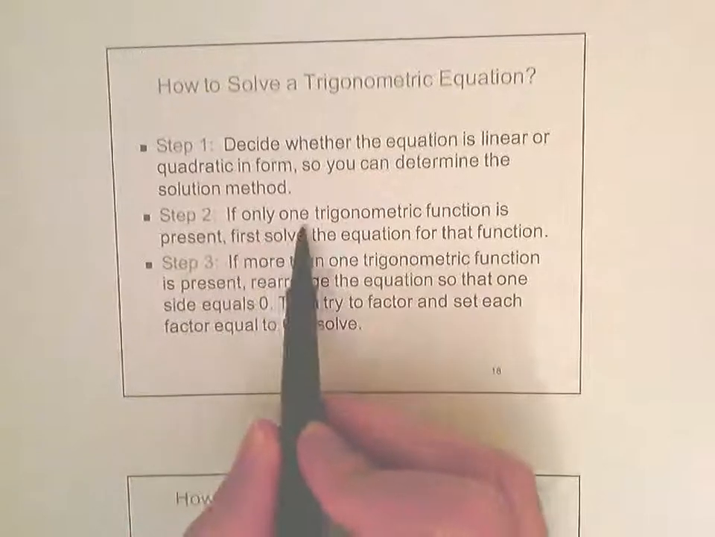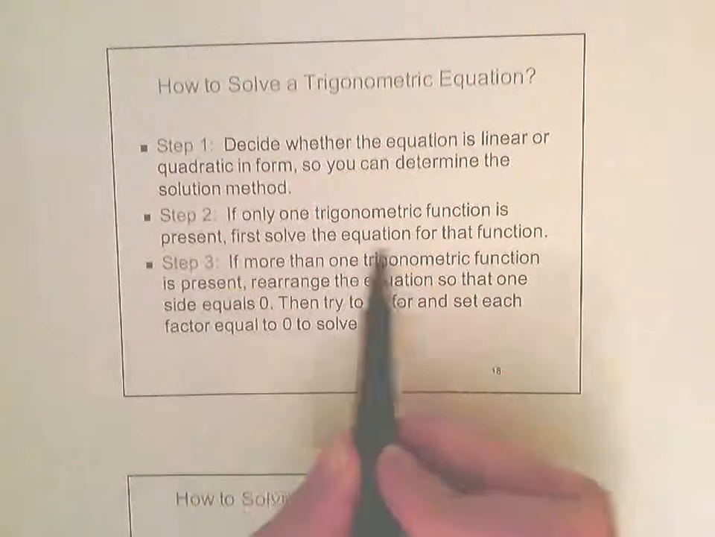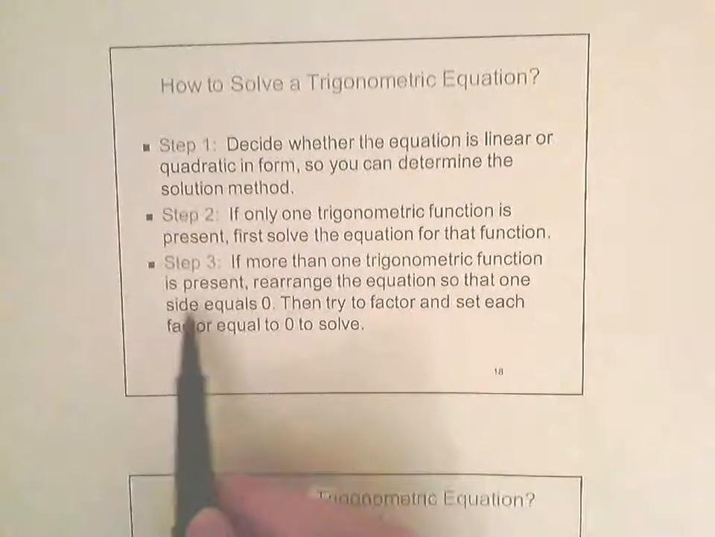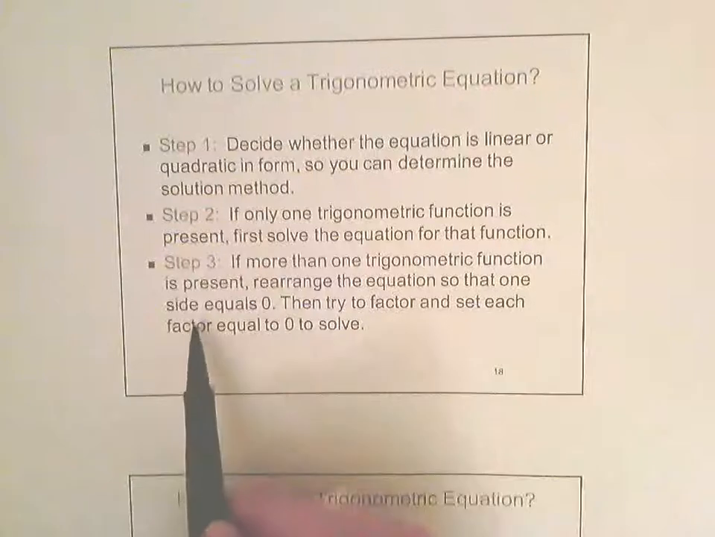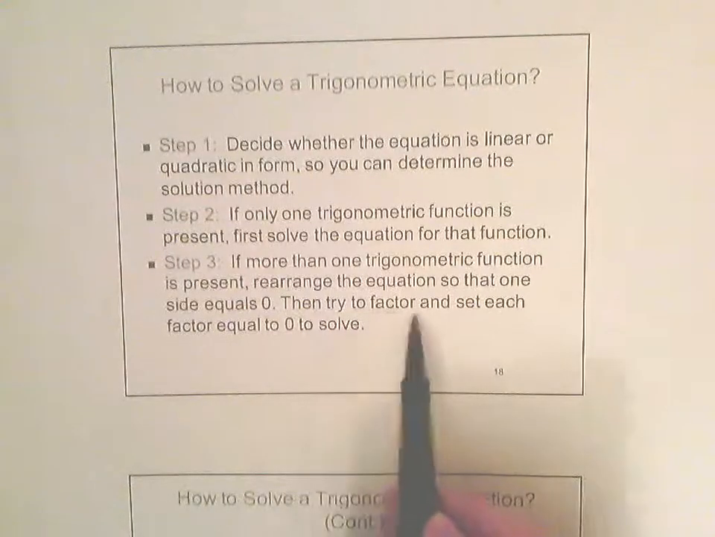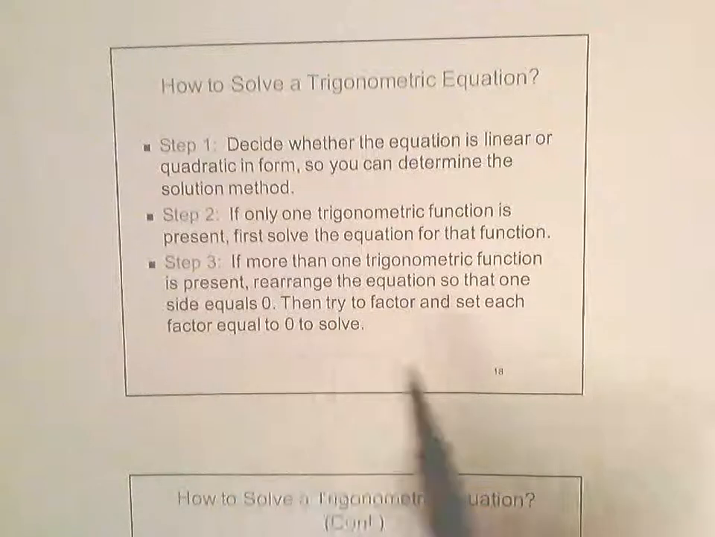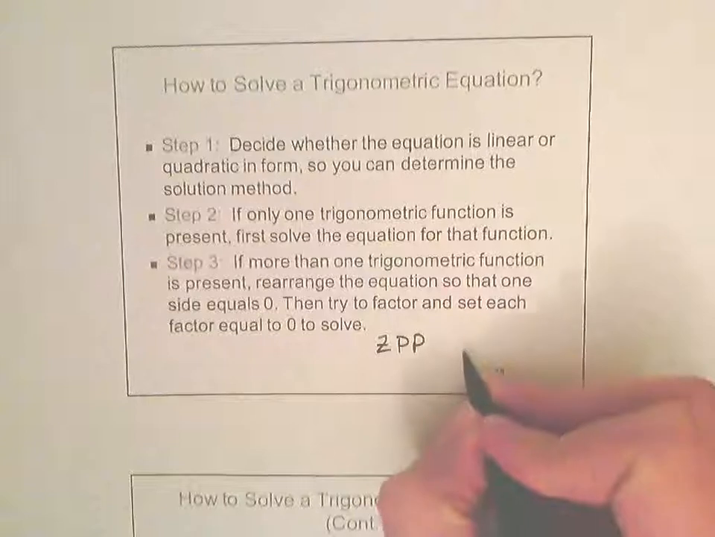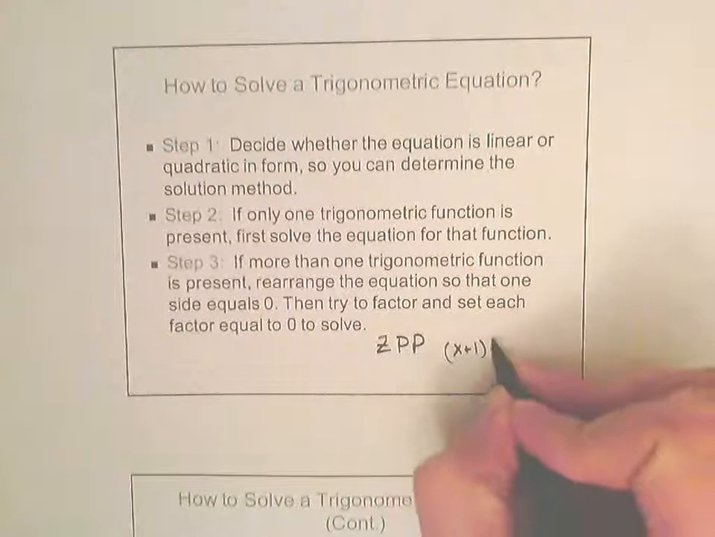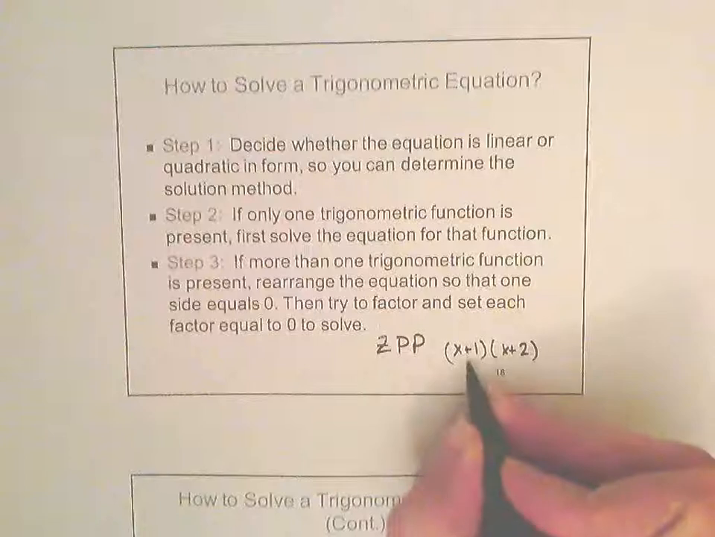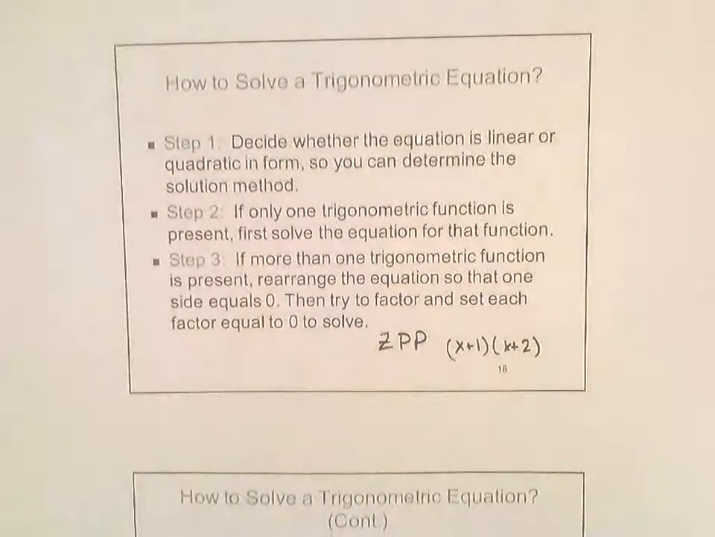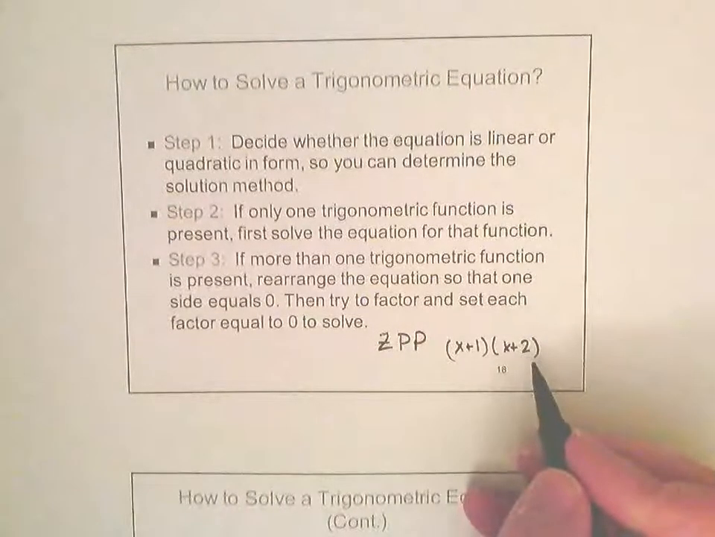Step 2, if only one trig function is present, then solve the equation for that function only. If more than one trig function is present, you're going to rearrange the equation so that one side equals 0, and then you're going to try to factor and set each factor equal to 0 to solve using the zero product property. Okay? So basically, if we end up with x plus 1 and x plus 1, or x plus 2, you would solve this and get x equals -1 and x equals -2.